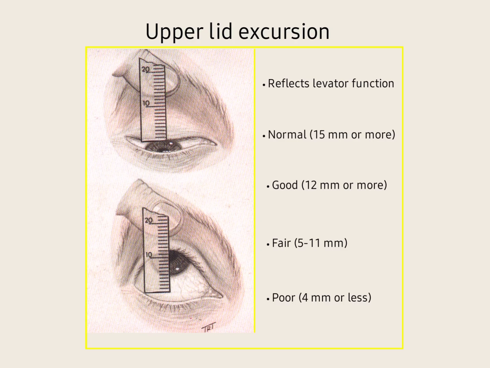Then the other thing that we check is the upper lid excursion, which reflects the function of the levator muscle. Normally the upper lid excursion is supposed to be 15 millimeters or more. Good is in the range of 12 and above. Fair is between 5 to 11 mm. Poor is 4 mm or less, meaning the levator function is very poor.